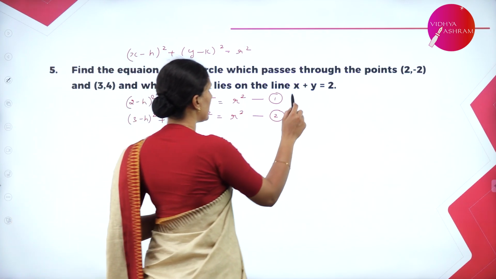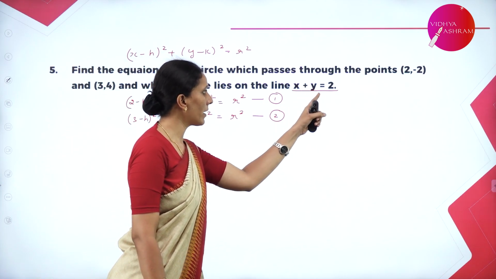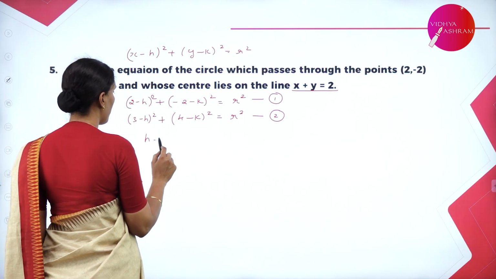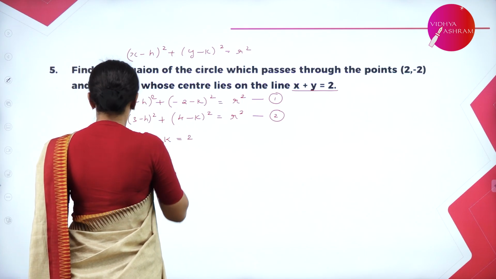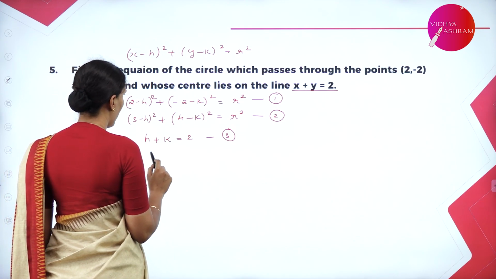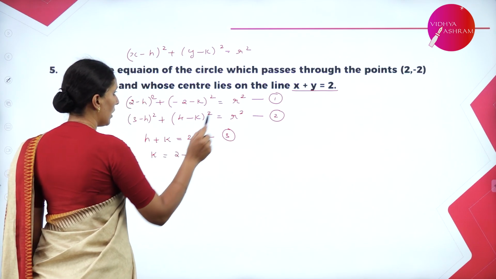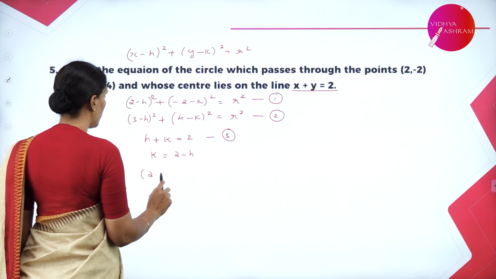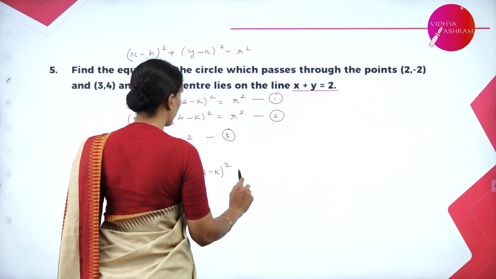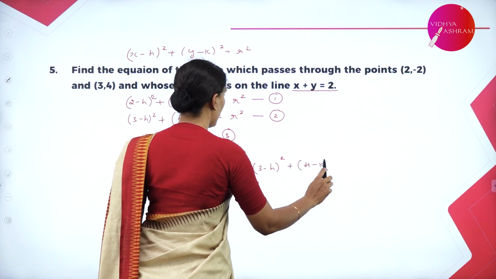Again, since the center h comma k is on the line x plus y is equal to 2, h comma k can be taken as the solution for the given line. So let us take this, h plus k is equal to 2, as equation 3. Now from this, we can take k as 2 minus h. So now compare these two. We have (2 minus h) whole square plus (minus 2 minus k) whole square is equal to (3 minus h) whole square plus (4 minus k) whole square.